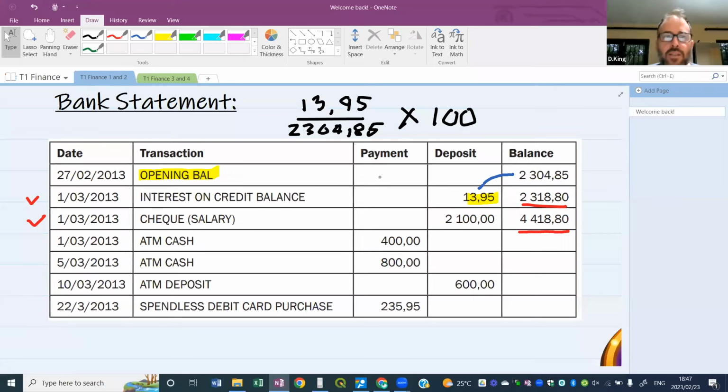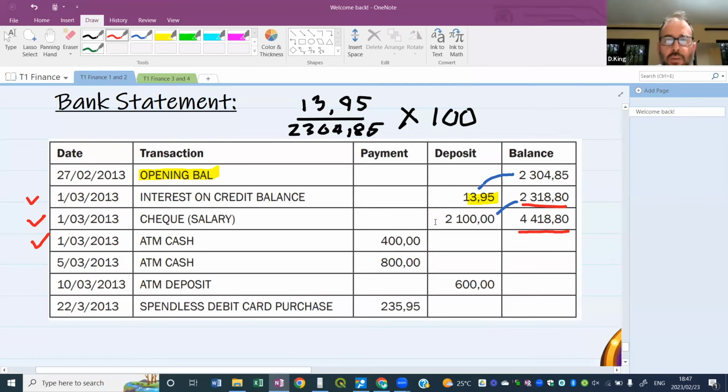And we can see again that to the 2,318.80, we're going to add 2,100 Rand. And next to that value, you'll see the new total of 4,418.80. Now, let's see what the next transaction is. It says ATM cash, 400 Rand. Now, one question to you is, what is this going to do to the total?